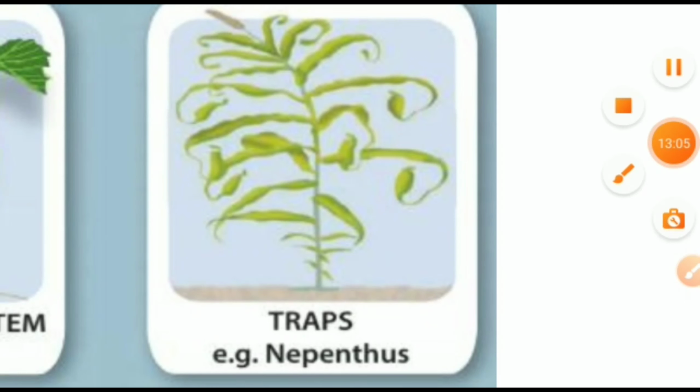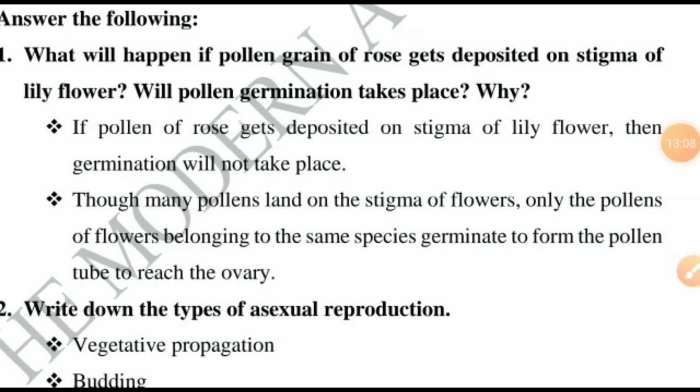What will happen if pollen grains of rose get deposited on the stigma of a lily flower? Will pollen germination take place? Why? If pollen of rose gets deposited on the stigma of a lily flower, then germination will not take place, though many pollens land on the stigma of flowers. Only the pollen of flowers belonging to the same species germinate to form the pollen tube to reach the ovary.